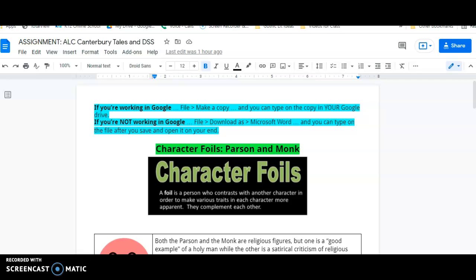Explanation for the Canterbury Tales Danger of the Single Story assignment. For this assignment, you are going to complete a character foil of two of the characters from the Canterbury Tales.